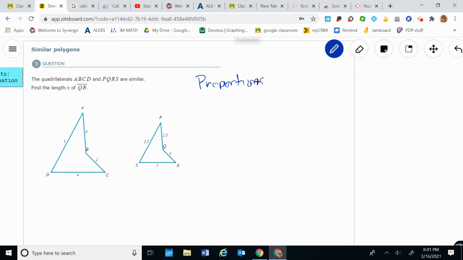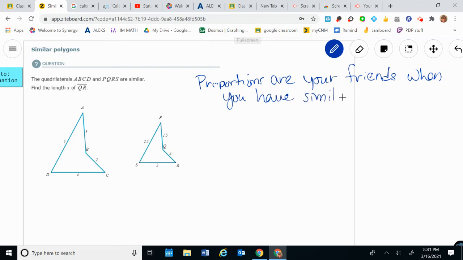Proportions are your friends when you have similar triangles. So the reason why we did so much work with proportions is because we're going to start using it now. So look, they want X. Okay. So all you have to do is set up a proportion. And just remember, you have to have samey, same.